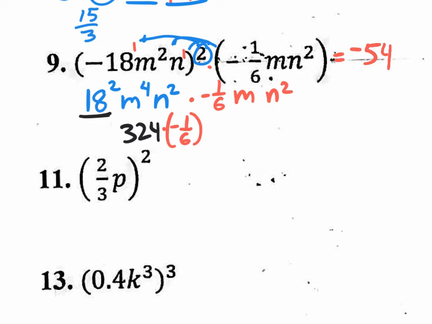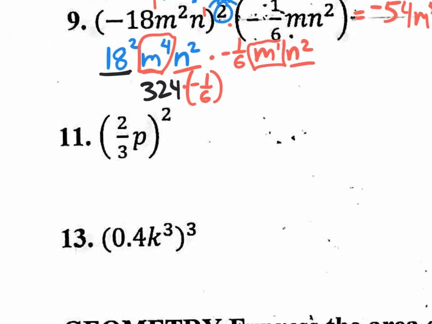And then you jump to the m's. You have m to the 4th and another extra m to the 1. M to the 4th times m to the 1, that's going to be m to the 5th. And then you have n squared and n squared, it's going to be n to the 4th. So that's your final answer, -54, m to the 5th, n to the 4th.